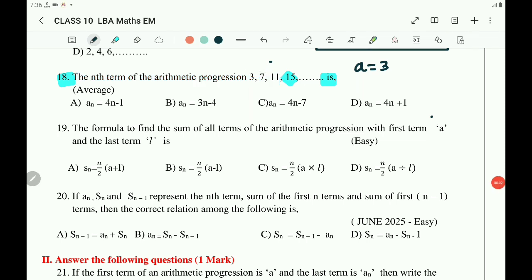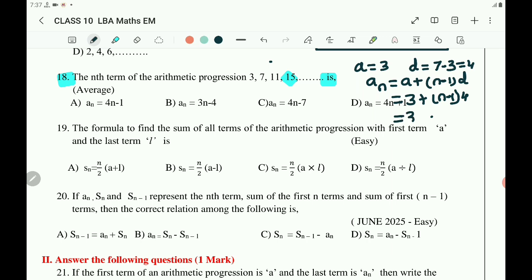d equals a2 minus a1. That is second term minus first term. Second term is 7 minus first term is 3. 7 minus 3. d is here 7 minus 3 which is equal to 4. Here we have to find the formula for the nth term. That is a_n is equal to a plus (n minus 1) into d. Then a is 3, plus n is n only, because in terms of n only we have to find the nth term. Then d is 4.